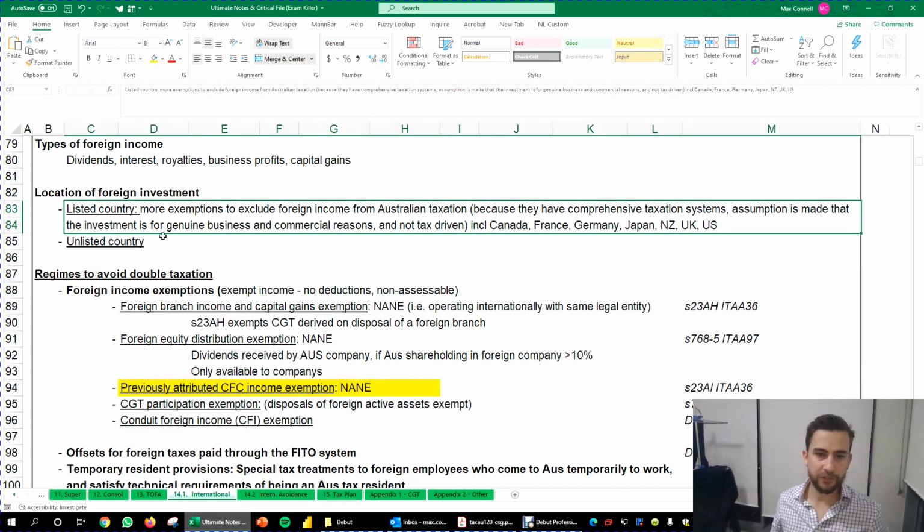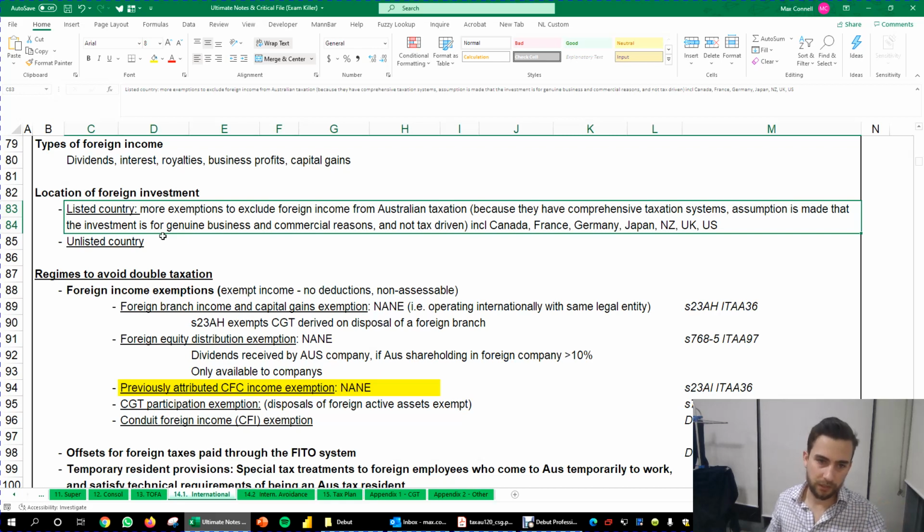Okay, so now let's talk about where the investment is located and the impact of that. I kind of touched on it before, because what this is going to be talking about is some countries have favorable tax rates, like high tax rates, and they've got great tax systems, so lots of double tax agreements and no shady laws where people can go to avoid tax. So these are the listed countries. These are the good countries, basically. So you're Australia, Canada, France, Germany, Japan, New Zealand, UK, US. They're conducive to business. They've got comprehensive tax systems. And generally, when you make an investment in these countries, it's for genuine business and commercial reasons.